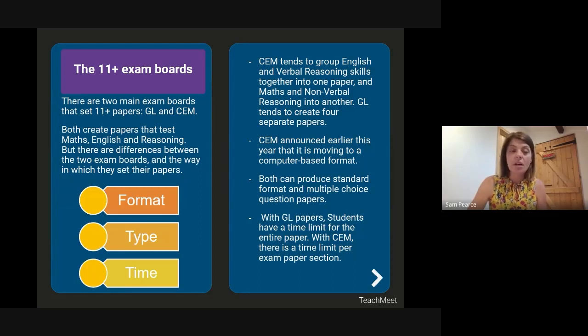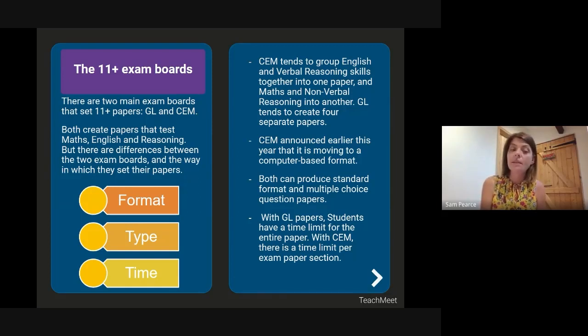And then in terms of the time allowances for the papers, historically with the GL papers, students are given a time limit for the completion of the whole paper. So most 11+ papers are about 45 minutes in length. When the student is given their paper, they are able to manage their time for the completion of their paper as much as they want to, really. They've got that 45 minutes. They manage their time for the completion of the paper.